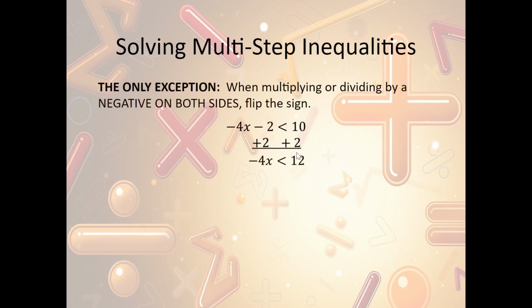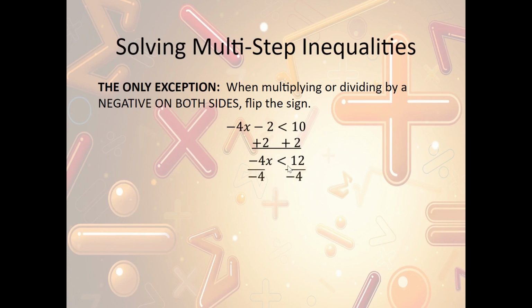Now here's the only rule that we need to know when we're dealing with this. So we treat it like an equal sign. However, if we ever divide both sides or multiply both sides by a negative number, we need to flip the sign to go the other direction. So in this case, we're going to divide both sides by negative 4 here.